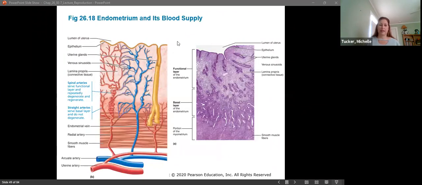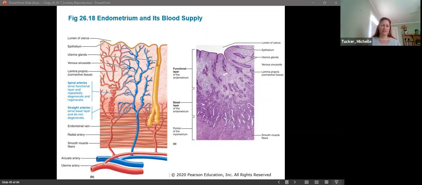This is a diagram, and it does not show the perimetrium. It just shows the myometrium, because this is really fun looking at blood supply. We have, remember those gonadal arteries, and so that was an ovarian artery. Now we have a uterine artery. Off of the uterine artery is going to give rise to the arcuate artery. Remember, these names should be familiar. They're similar to what we saw in the kidney.